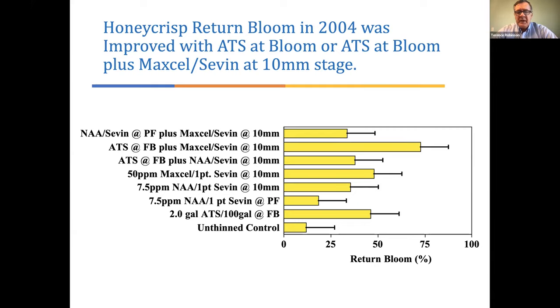Now, unfortunately, Mike did that first study in the Champlain Valley in a year with drought. And the drought did limit return bloom for many varieties, but especially Honeycrisp and Idared in New York. But I think in a more normal year, we'll see some consistent positive effects of ATS, and that is one of the reasons why I prefer ATS over NAA at full bloom with Honeycrisp.